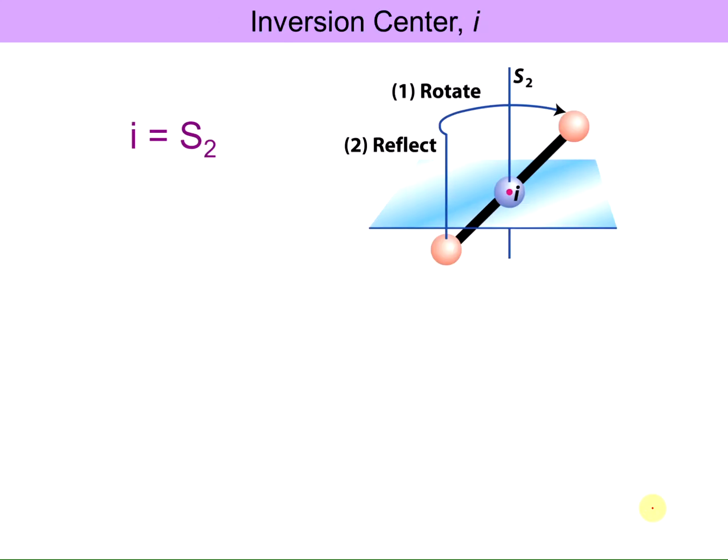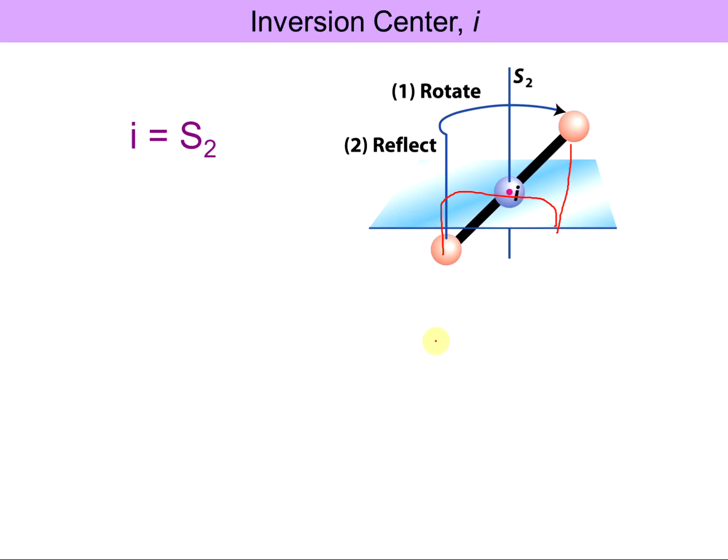Now the last symmetry operation that we'll look at is an inversion center. So the inversion center is really a special case as well. It's the S2. So you rotate by 180 degrees and then do a horizontal reflection. So with this molecule here, you rotate by 180 degrees, so it'd be below the plane of the paper, then I'll reflect up. And so this is how we invert.